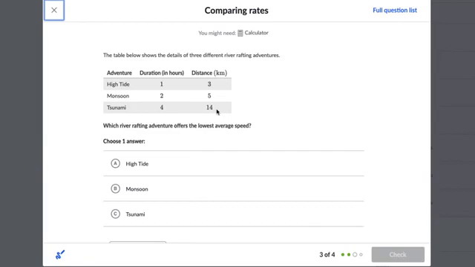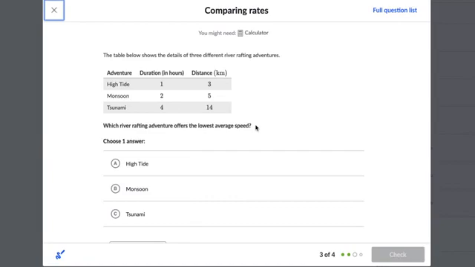They all sound pretty scary. You're just like in a raft going down a river. So maybe this person wants to know which river rafting adventure offers the lowest average speed. Like, I'm kind of scared. Which one goes the slowest?